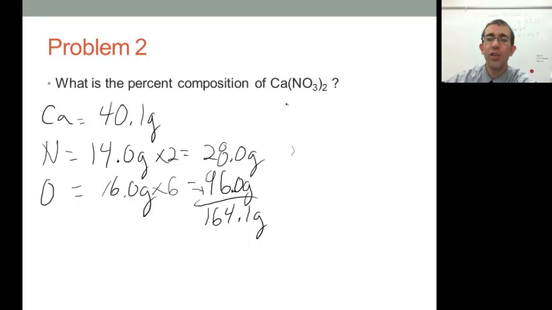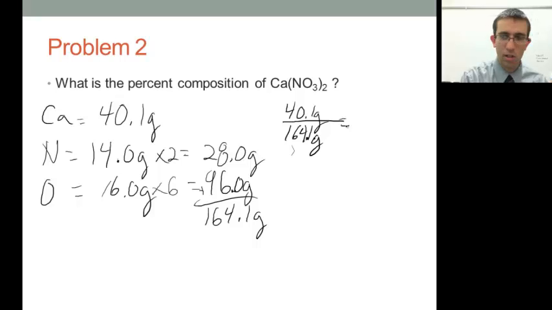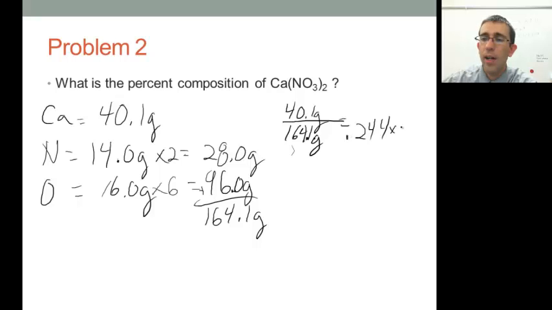So when you do percent composition, I'm going to take my 40.1 grams from calcium divided by my 164.1. So I get 40.1 divided by 164.1. Okay, I get 0.244, and then I'm going to multiply this by 100%, which is going to equal 24.4%. So for the calcium, it's 24.4%.